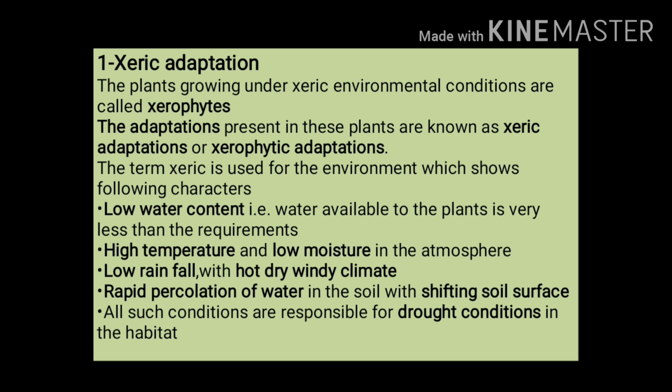Other factors are high temperature and low moisture in the atmosphere, low rainfall, and a hot, dry, windy climate. Rapid percolation of water in the soil, with a shifting soil surface, are all conditions responsible for drought.